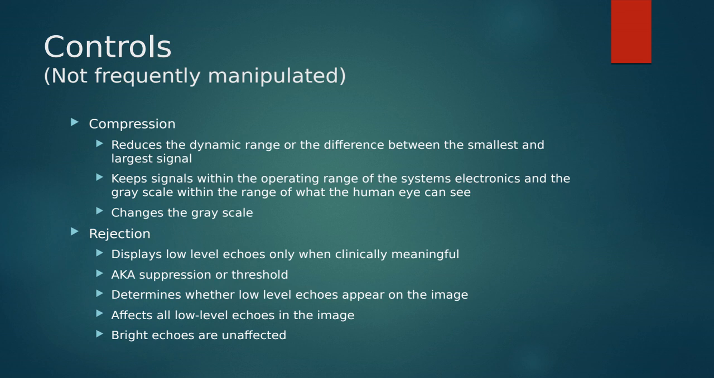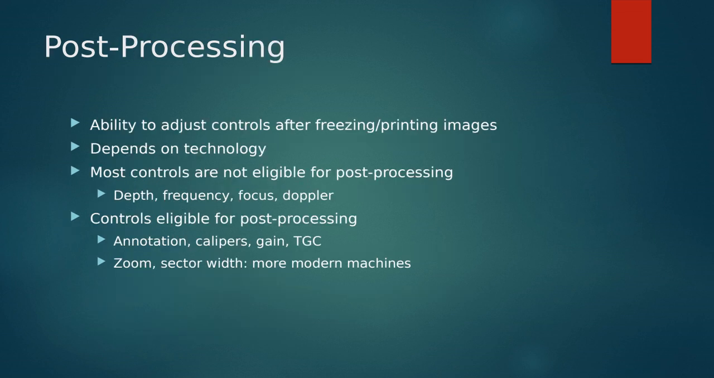Now you have to be aware of what we call post-processing. We try to manipulate all of these controls while we are live time scanning. That's the best practice possible. But sometimes you have to just freeze the picture, get what you can get, and then you can post-process some controls. Not all of them. There are certain controls that are never going to be eligible for doing after you've already frozen or printed your picture.